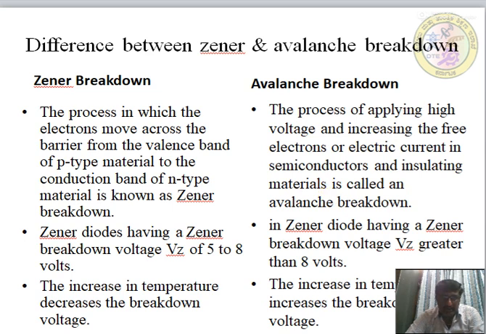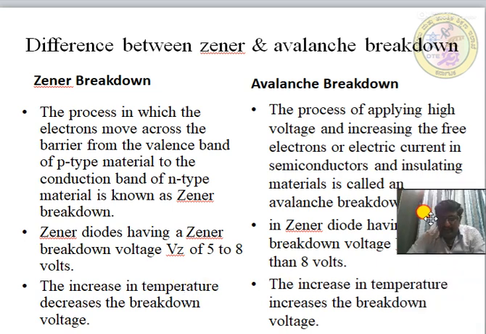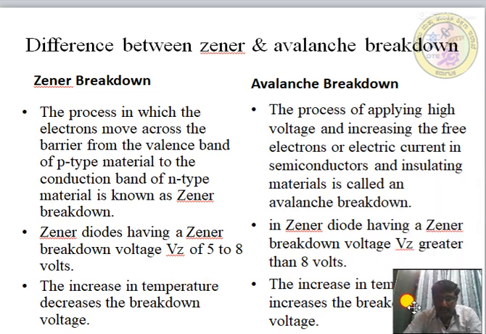Second point: Zener diodes have a Zener breakdown voltage of 5 to 8 volts, whereas in avalanche breakdown the voltage is greater than 8 volts. Next, in Zener breakdown, an increase in temperature decreases the breakdown voltage, and in avalanche breakdown, an increase in temperature increases the breakdown voltage.